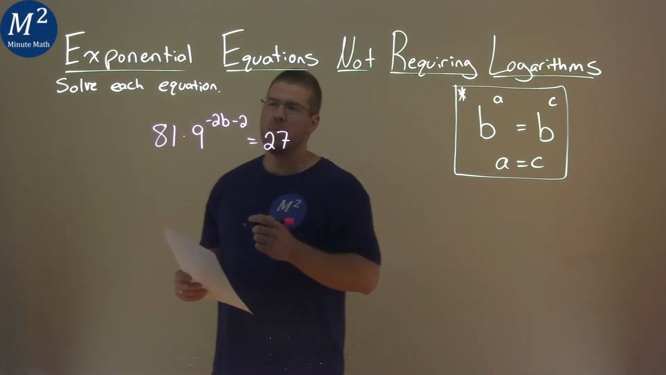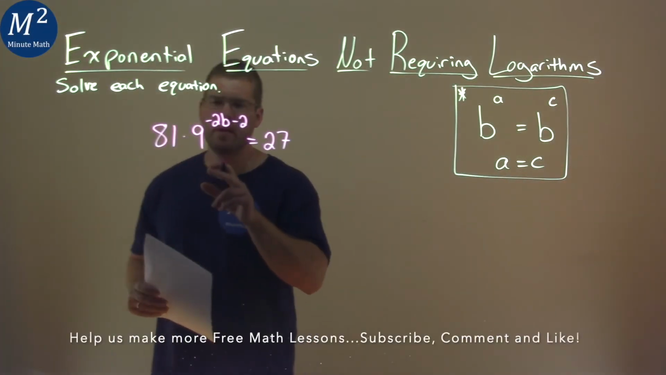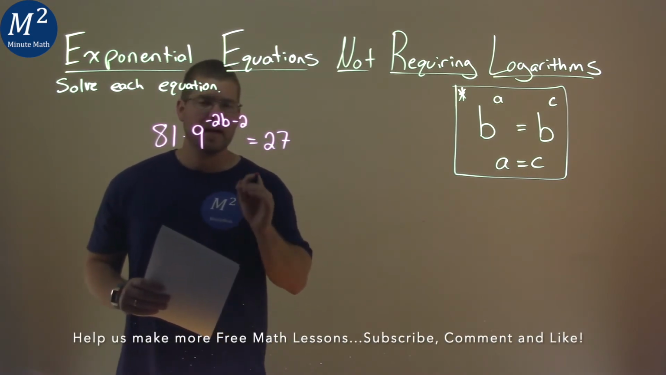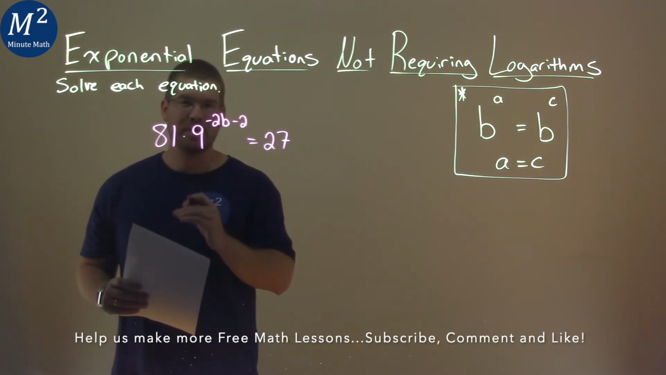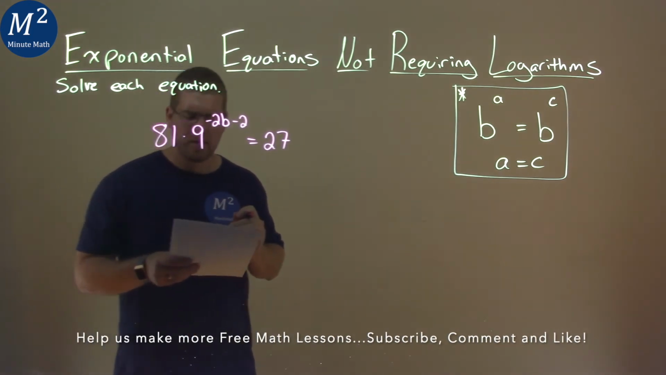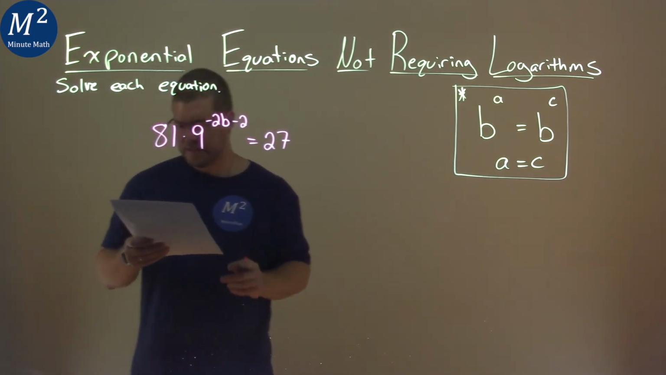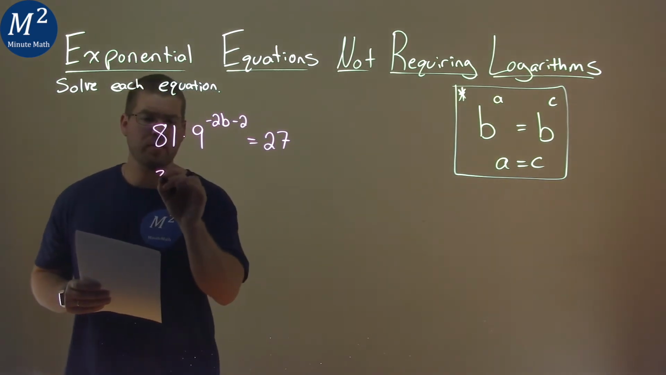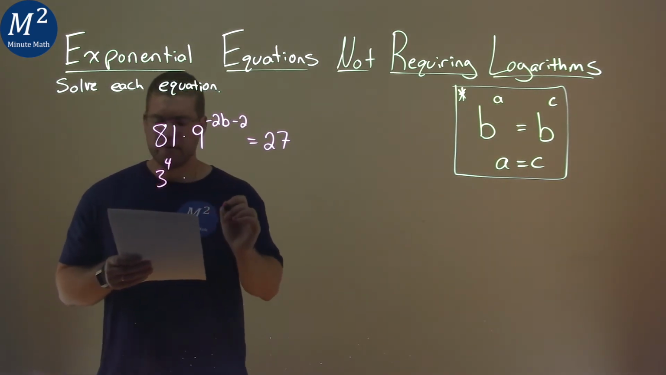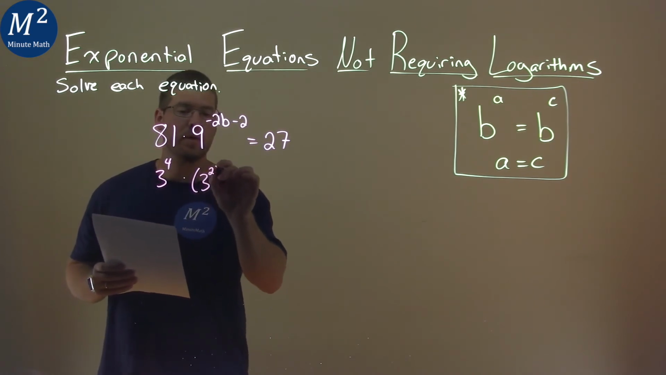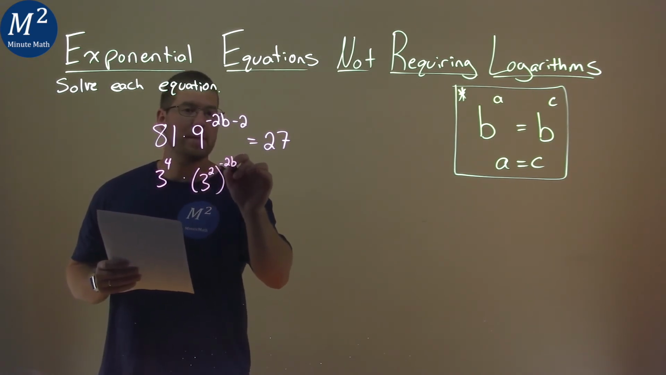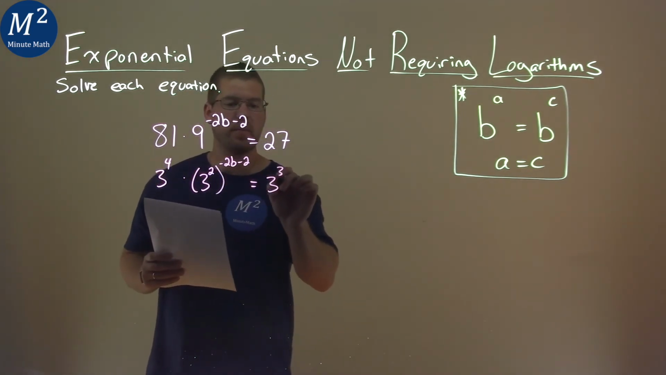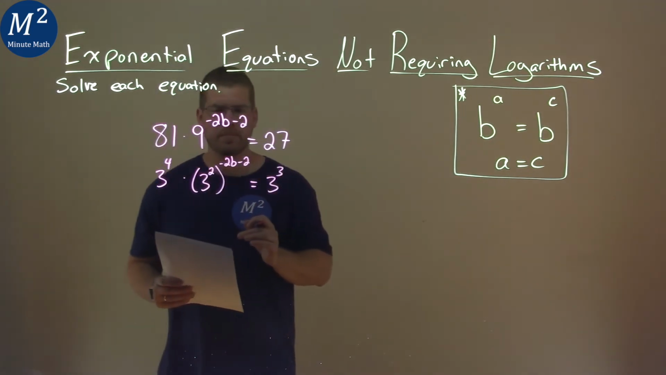We're given this problem right here. 81 times 9 to the negative 2b minus 2 equals 27, and we want to solve this equation. Well, each one of these, the 81, the 9, and the 27, can be written as 3 to some power. 81 is 3 to the 4th power, 9 is 3 squared, but keep the rest, negative 2b minus 2, in the exponent, and 27 is 3 to the 3rd power. That's going to be important soon.